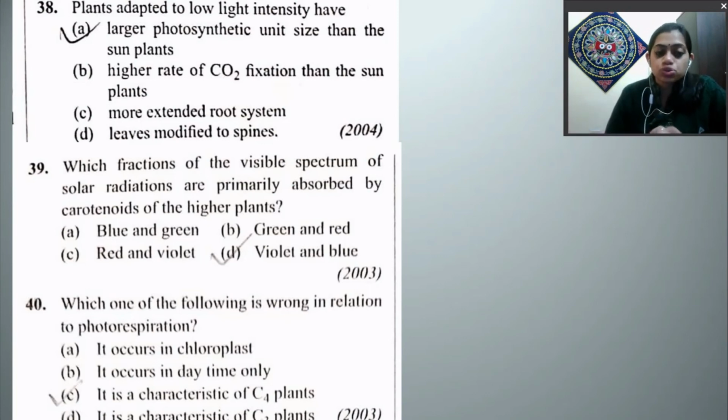Number 40, which one of the following is wrong in relation to photorespiration? Number 1, it occurs in chloroplast. It occurs in daytime only. It is the characteristic of C4 plants, and it is the characteristic of C3 plants. So कौन सा वाला गलत है? It is characteristic of C4 plants, क्योंकि C4 plants में photorespiration नहीं होता. So C is the right answer.